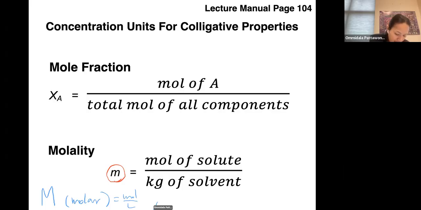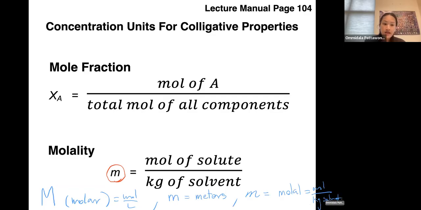Okay, and you have lowercase m that is not italicized. So this is referred to meter. Okay, and then if you have lowercase m but italicized, this is going to refer to molal concentration, which is mole of solute per kilograms of solvent. Okay, so you need to know these two units.